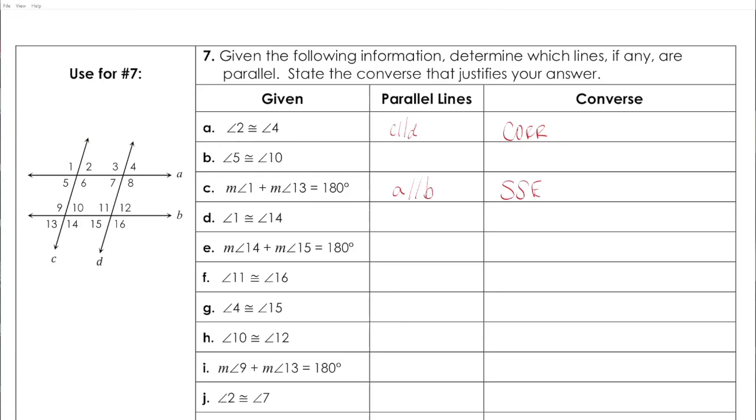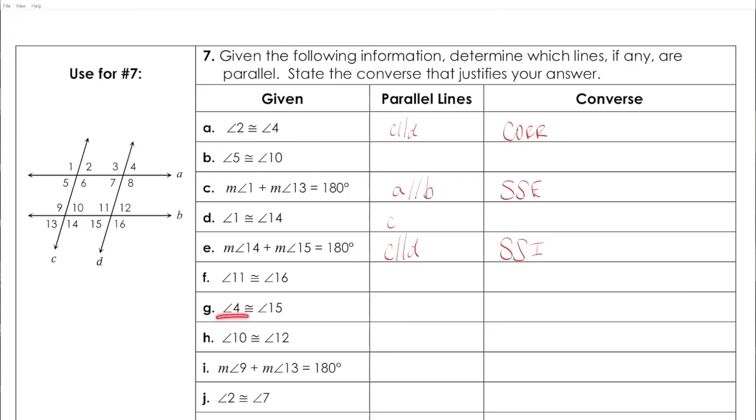14 and 15 is 180. 14 and 15 are both on B, so my transversal is B, and they individually touch C and D. Same side, inside, so C is parallel to D, same side, interior.